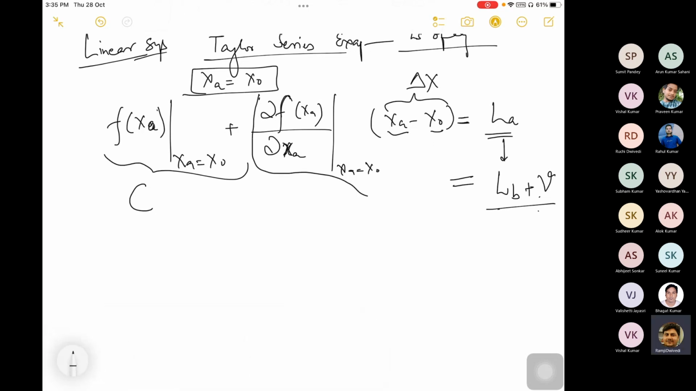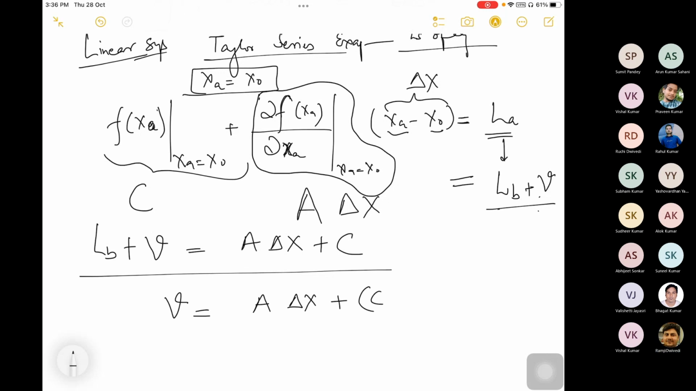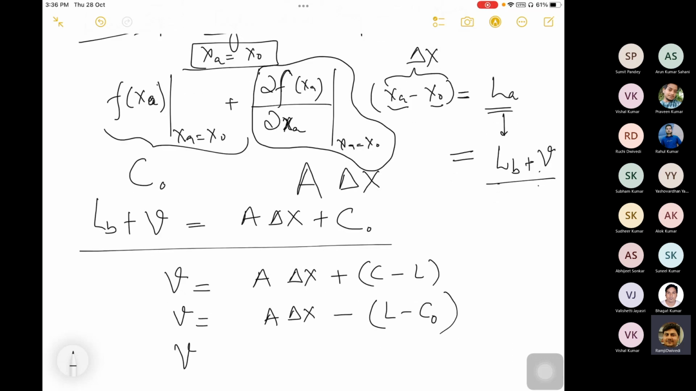This partial derivative part is what we know as A delta X. So we are writing LB plus V as A delta X plus C. This is our equation, or V is equal to A delta X plus C minus LB, or V is equal to A delta X if we take minus out of L minus C naught. C naught is also a good choice to choose. Then we'll write V as A delta X minus L, or a better word is L.